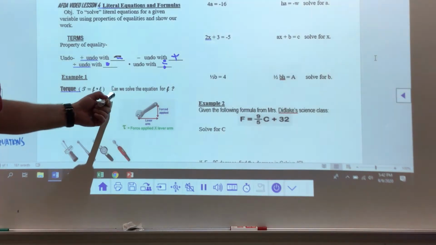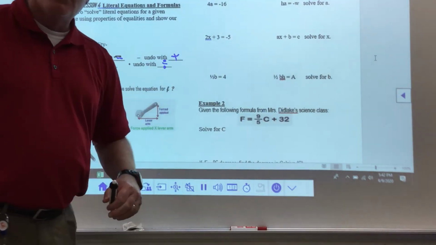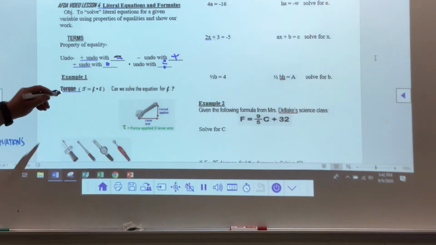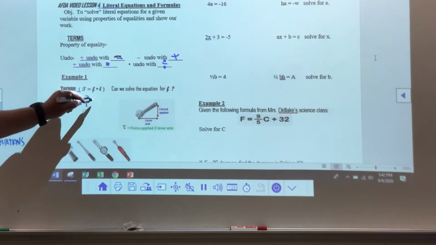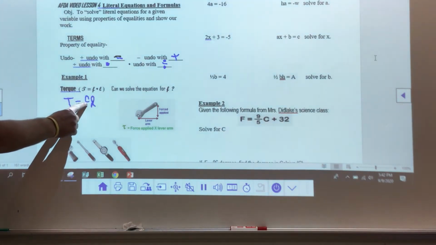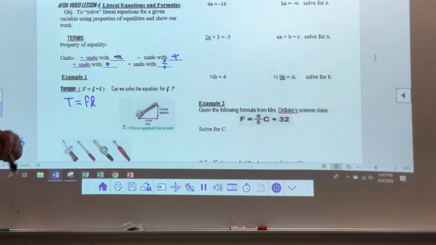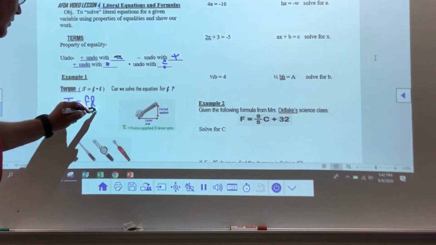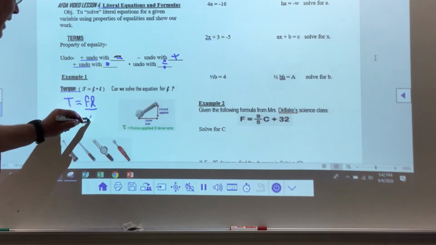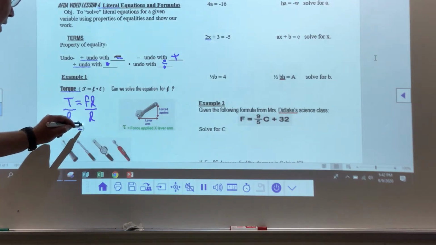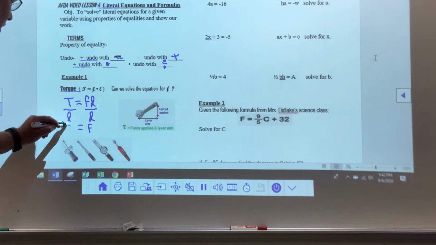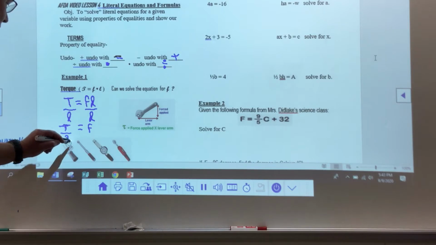The question I have for you in example 1 is, can we solve the equation for the F, or the force? If torque is equal to the force times the lever arm, can we get that F by itself? Well, the L is multiplying with the F, so we're going to use one of our tricks and divide both sides by L. Again, using that property of equality, the force is going to equal the torque, that's the big T, divided by that lever arm.